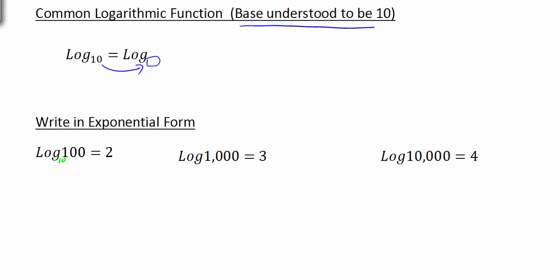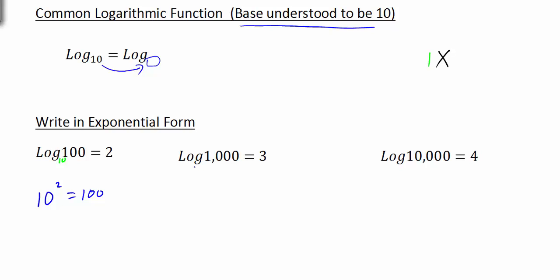Just like when we write the variable x, that's understood to be 1x. Well, down here, this is understood to have a base of 10. So if we write this in exponential form, we know the base is 10, the exponent is 2, and that's going to be equal to 100.